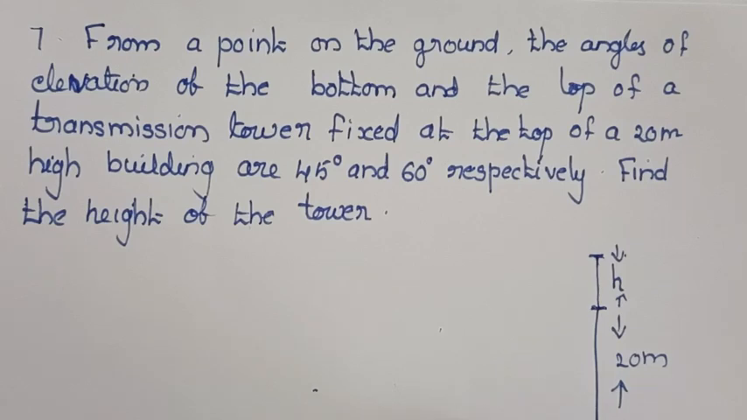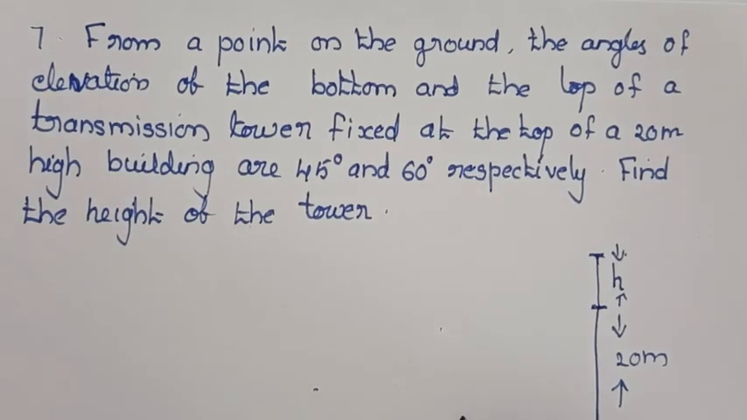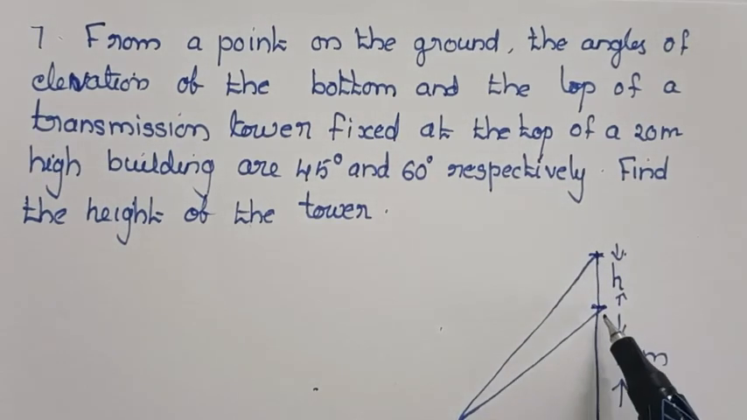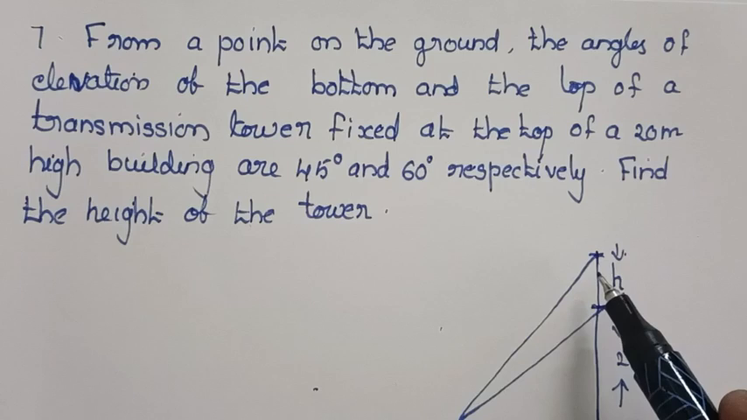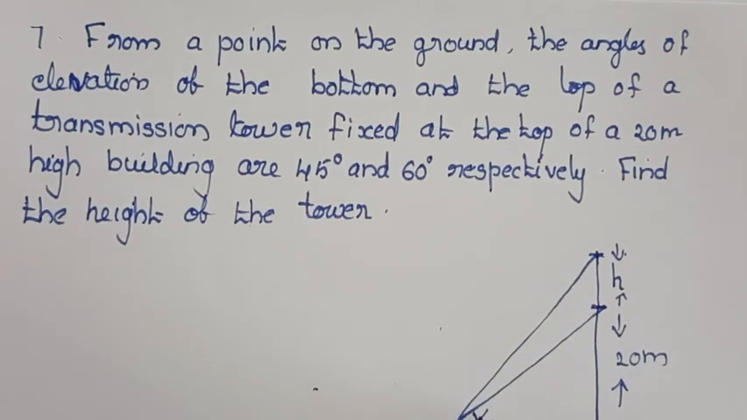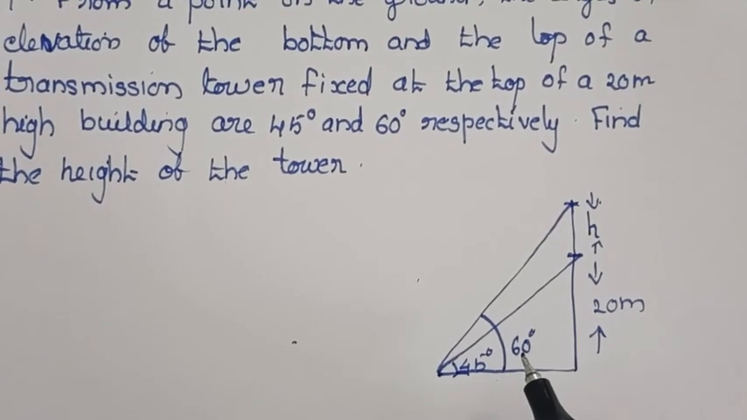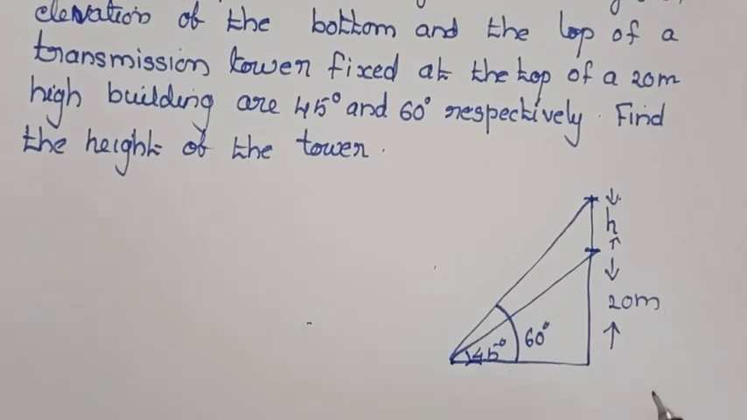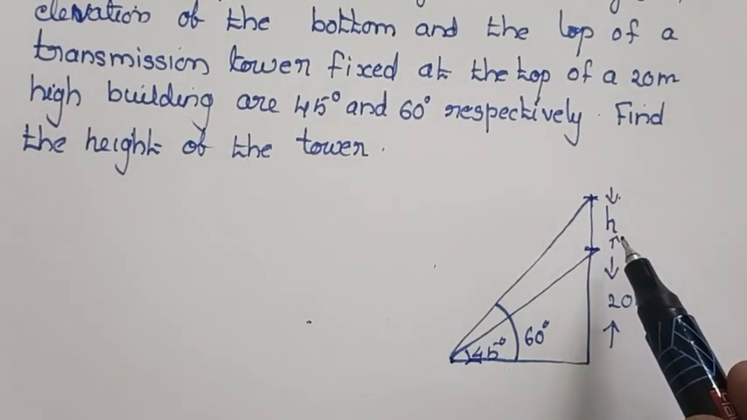And from a point on the ground, the angles of elevation of the bottom and top of the transmission tower are 45 degrees and 60 degrees respectively. From the horizontal line, we have to take 45 and 60. The smaller angle is 45 degrees and the larger angle is 60 degrees. We have to find the height of the transmission tower.